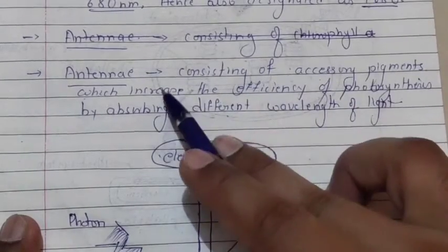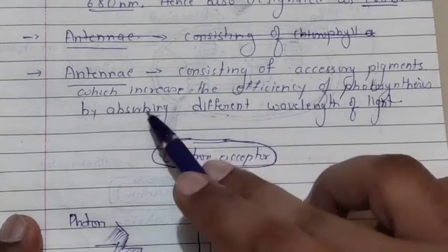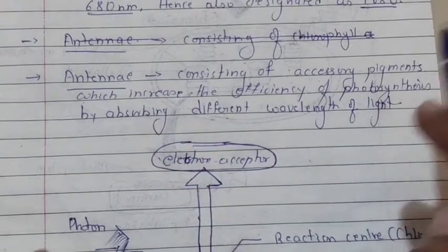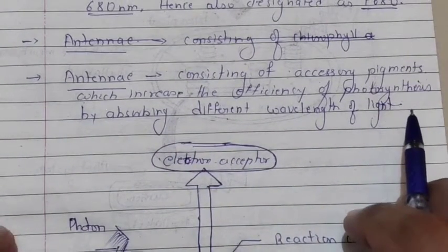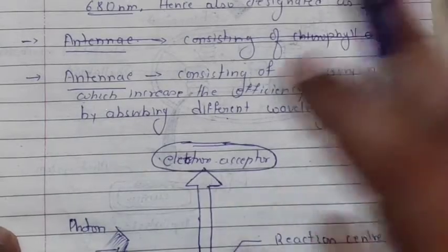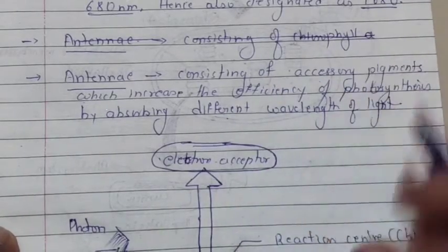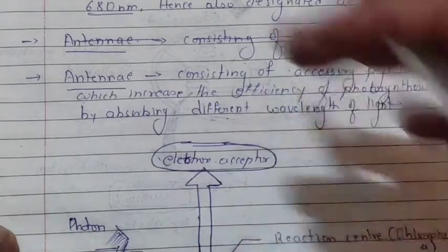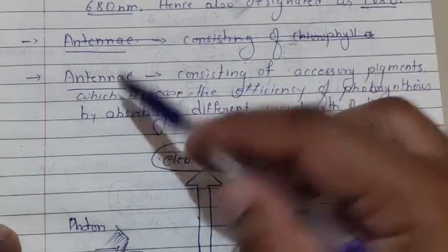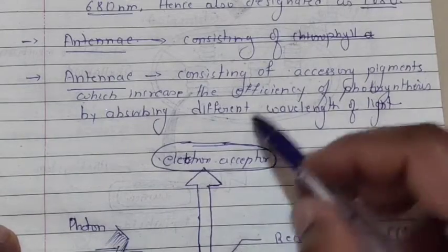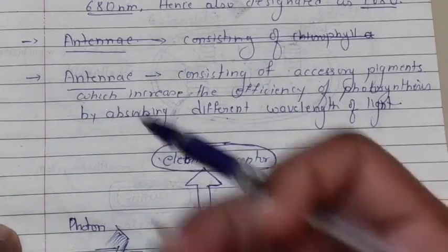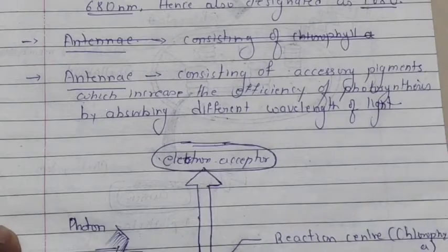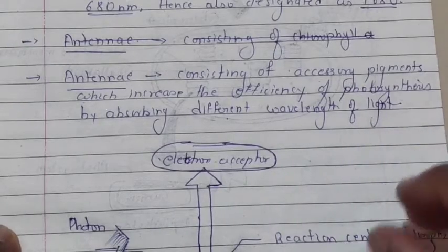Antenna consists of accessory pigments which increase the efficiency of photosynthesis by absorbing different wavelengths of light. We have studied, we know that apart from chlorophyll A, chlorophyll B, xanthophyll, carotenoids, altogether they make accessory pigments, and these accessory pigments only we are calling as an antenna because they are covering the wide range of wavelength, thereby increasing the efficiency of photosynthesis.